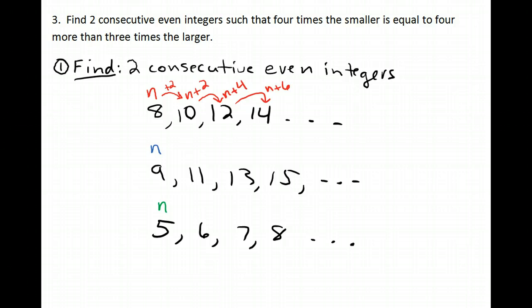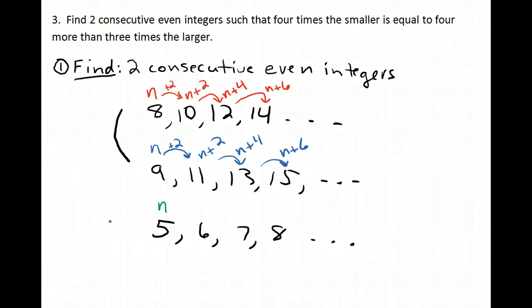Now, the biggest mistake I see is people think that if it's consecutive odds, it's n plus 1, n plus 3, n plus 5. But the same thing holds true. How do you get from one to the next? You add 2. So this is n plus 2 as well. And then you add 2 again, so this would be n plus 4. You add 2 again, this would be n plus 6. So both of these have the same let statements. It just depends on what you start with. If you start with an even, adding 2 will get you the next even. If you start with an odd, you'll get the next odd.